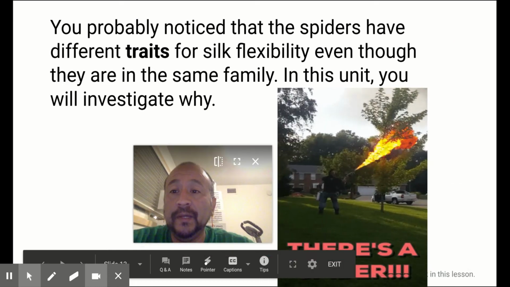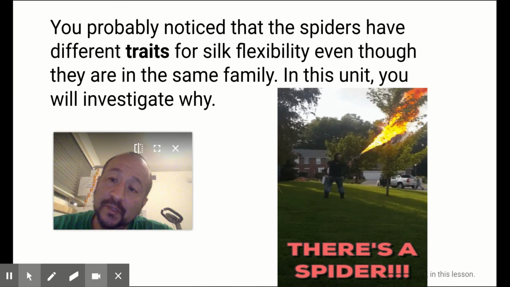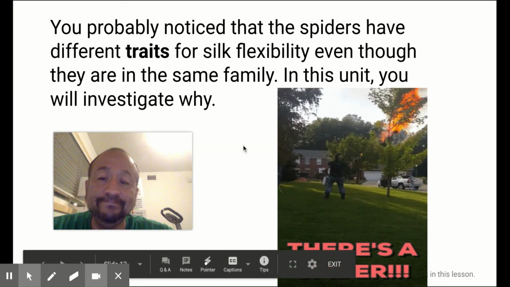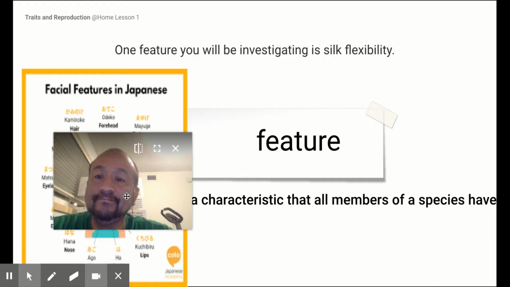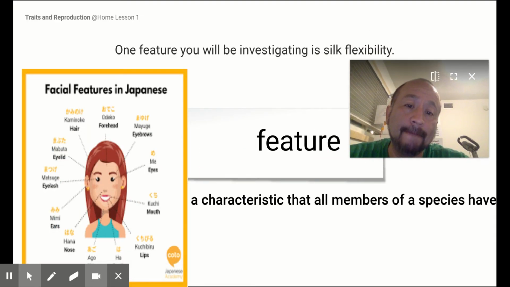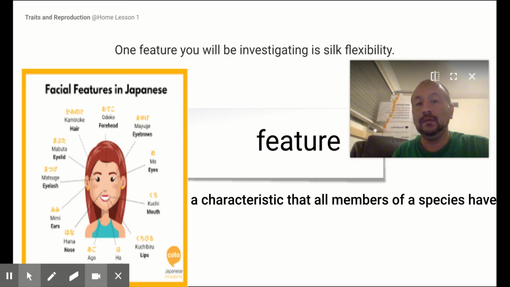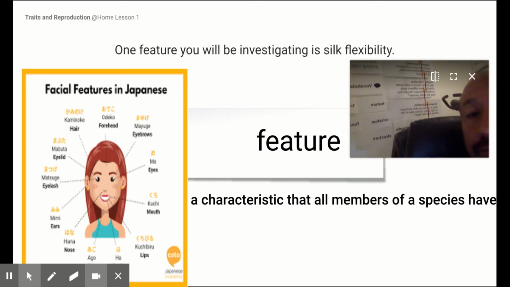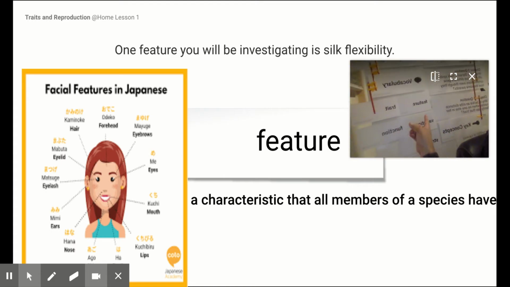You probably noticed that the spiders have different traits for silk flexibility, even though they are in the same family. So in this unit, we're going to investigate why. One feature we're going to be investigating is silk flexibility. And one of our vocabulary words, which is right back here, is feature.